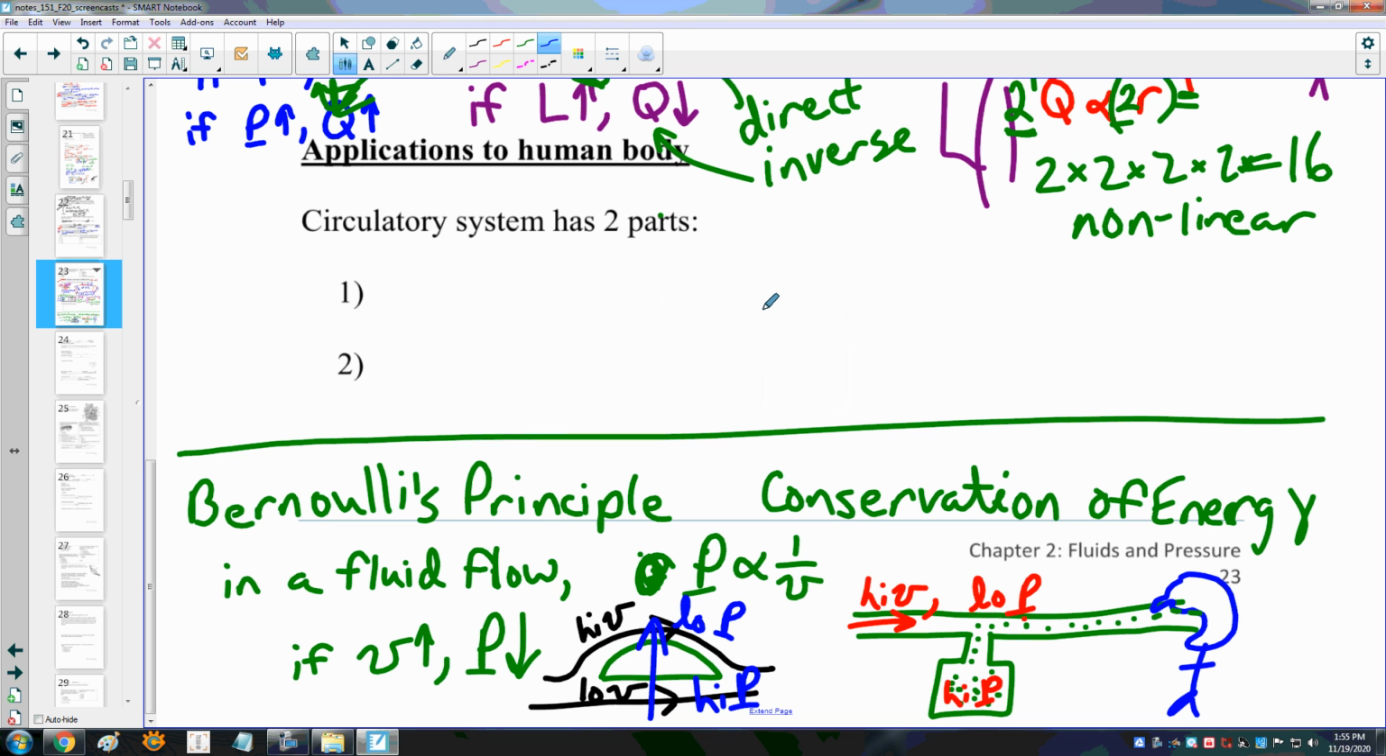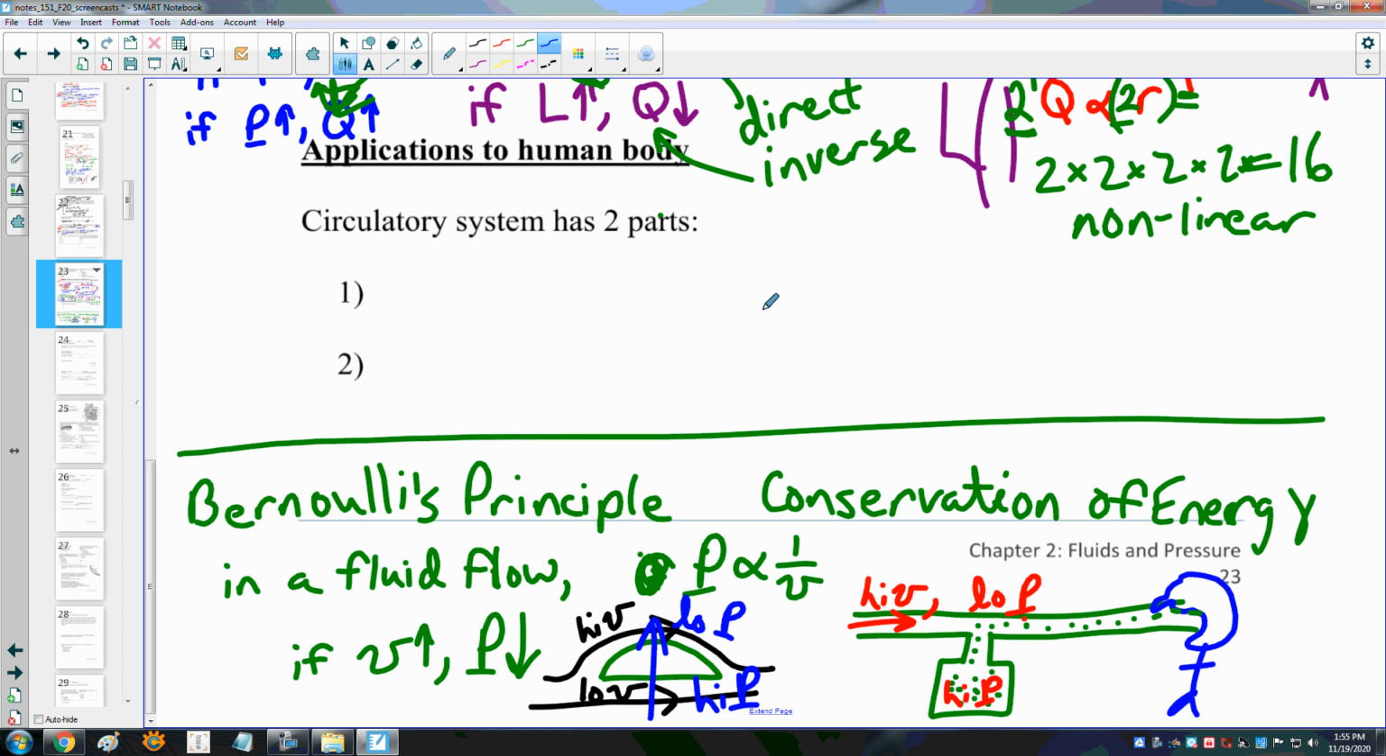Okay, so back to what we were doing. The applications to the human body. The circulatory system has lots of applications, by the way, in fluid flow in the body. We're going to see it all over the human body. There's lots of fluids going on. There's lots of motion in the body, lots of applications of pressure. So it's a very important section for you to understand and grasp.